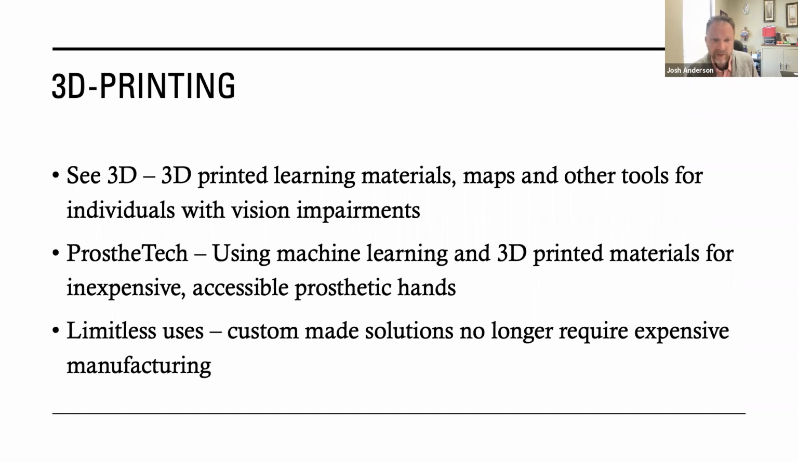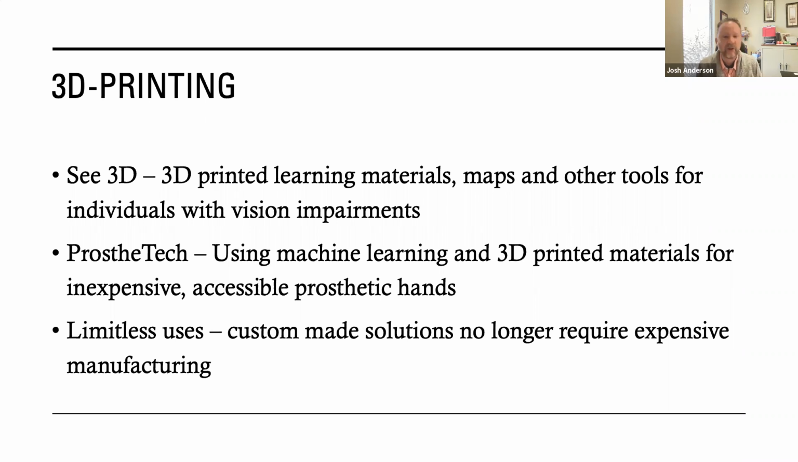So, or maps, anything like that, trying to actually represent these physical things, these visual things in physical form. Prosthetech is a company, I believe, out of the University of Notre Dame. They're using machine learning with 3D printed materials to make inexpensive, accessible prosthetic hands, so that the hand is made out of 3D printed materials, so it's strong, it's easily created, as well as easily altered to be able to fit onto someone's remaining arm.